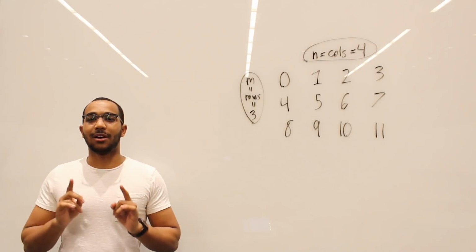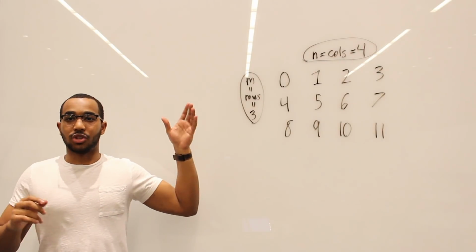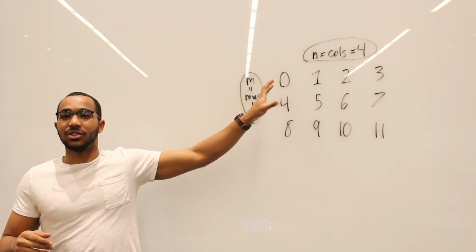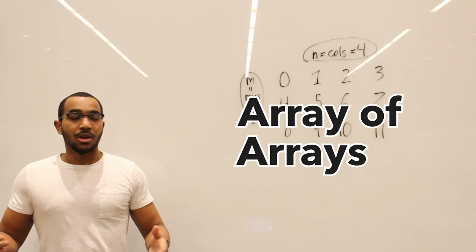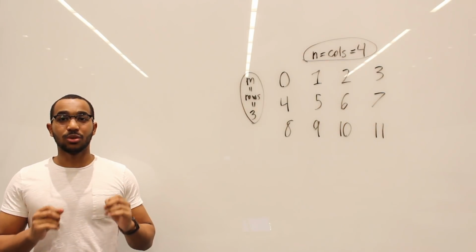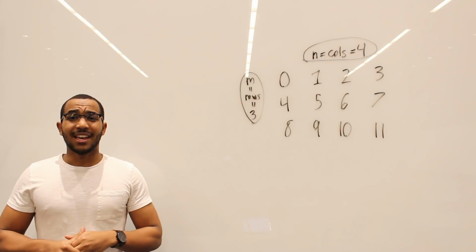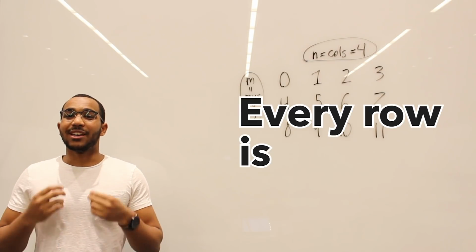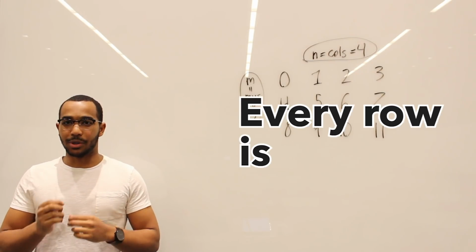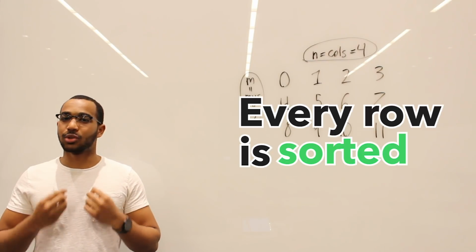So here's how it goes. We have a two-dimensional matrix. I excluded the brackets here, but you get an array of arrays. What you need to do is find an item. The special property of the matrix is that every row is sorted. Every row is sorted.